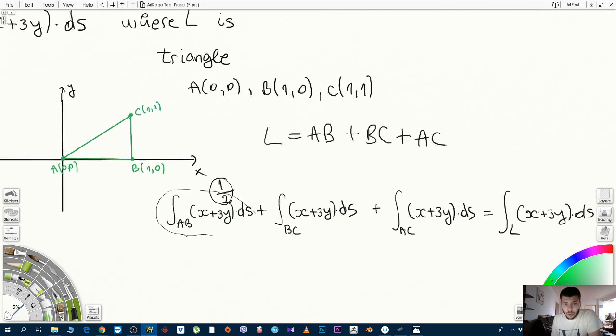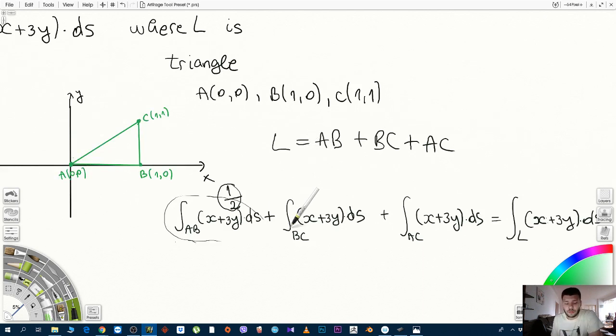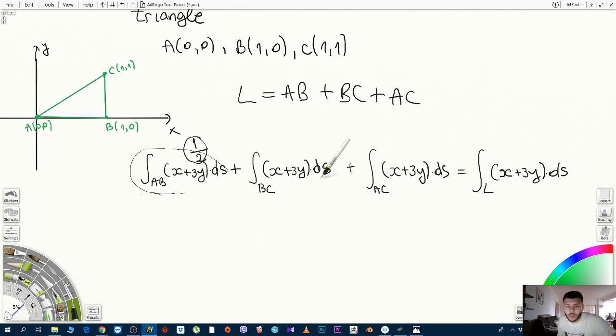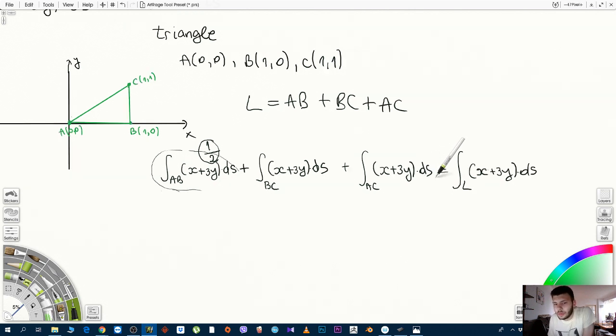I just want to remind you that you could even do the integration from the point C to point B or here, and you could do integration from the point C to point A. You will get the same result because integration doesn't depend on the way you are going.